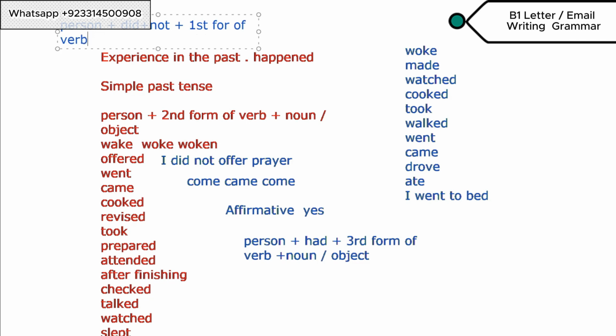Now tell me, all of this that you told me, convert that into negative. I did not wake up early in the morning. I did not offer my prayer. I did not go for a walk. I did not come back to my home. I did not cook for myself. I did not revise my lesson. I did not prepare my lesson. I did not attend my class. I did not finish my homework. I did not check my lesson. I did not talk with my friend. I did not watch a movie, and I did not sleep yesterday night.